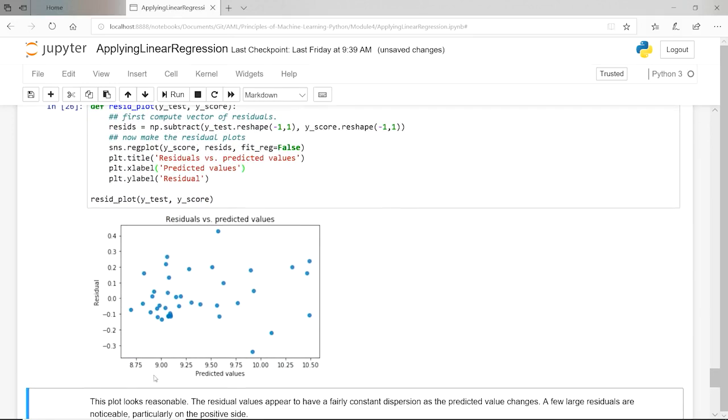So here's the predicted values. Remember, again, we're on a log scale. That's why they're all single or double digit. And here's our residuals, again, on the log scale.